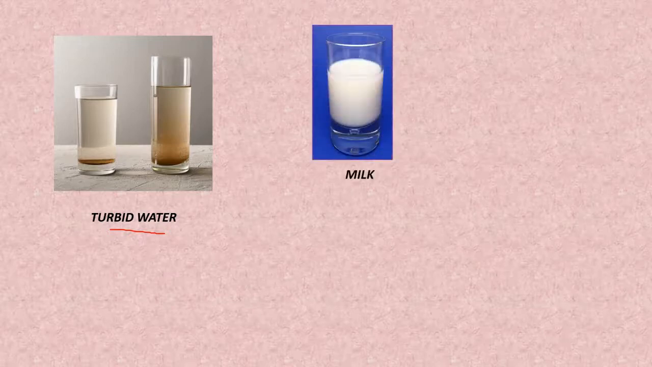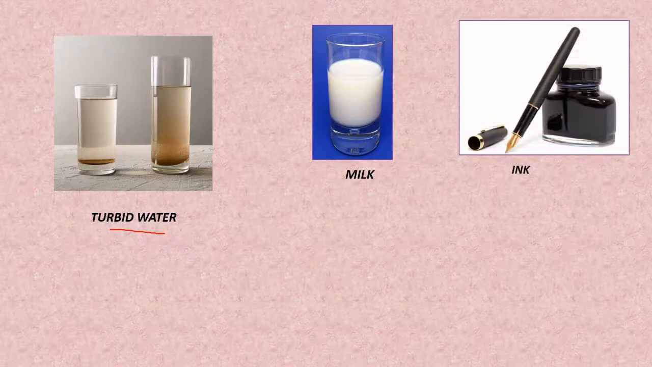Now on the screen we have two glasses which have turbid water. What do we mean by turbid water? Turbid water is water which is not crystal clear. That means it is opaque. This water is mixed with mud or soil. That means we cannot see through this water. So in these two glasses there is turbid water, and over here milk and ink are taken. So now there are three liquids in glasses and a bottle.